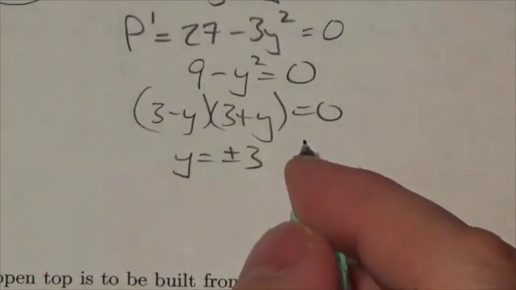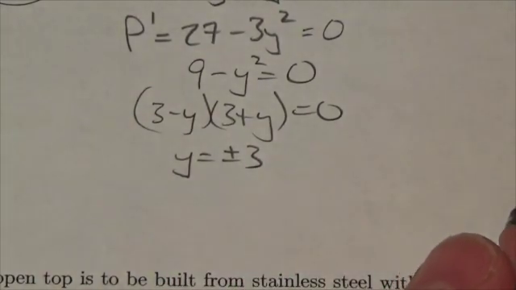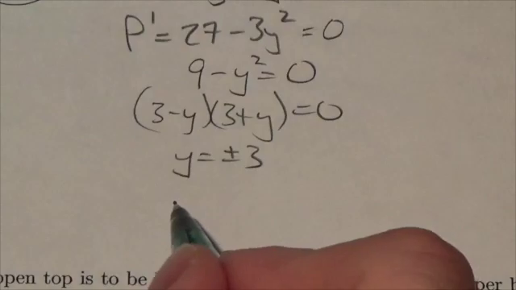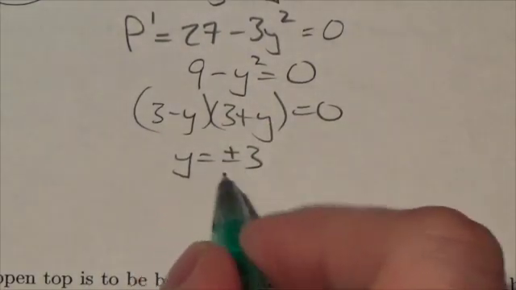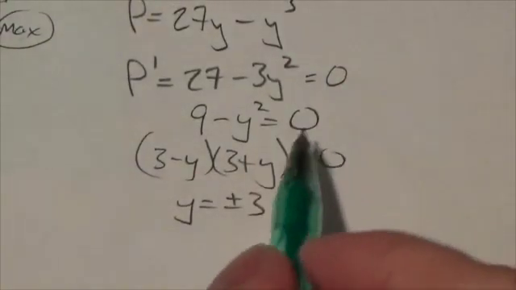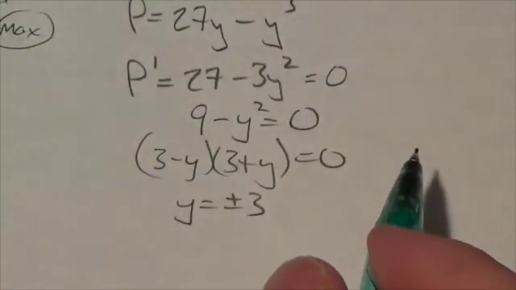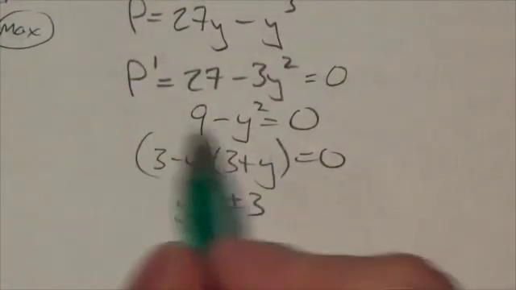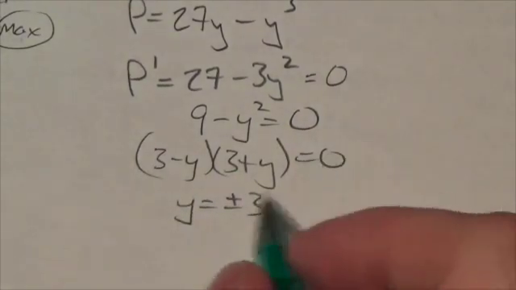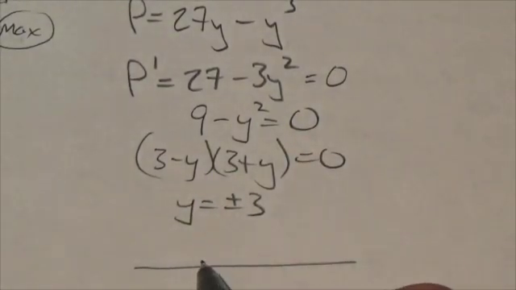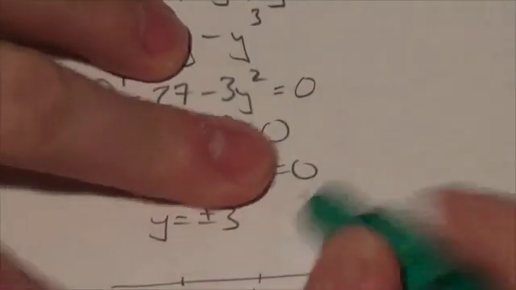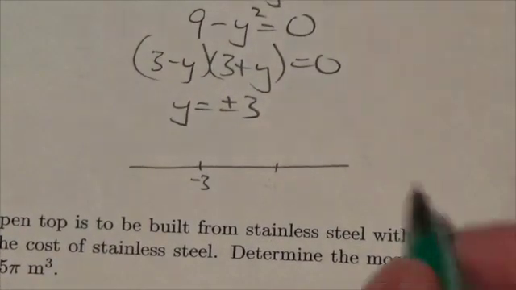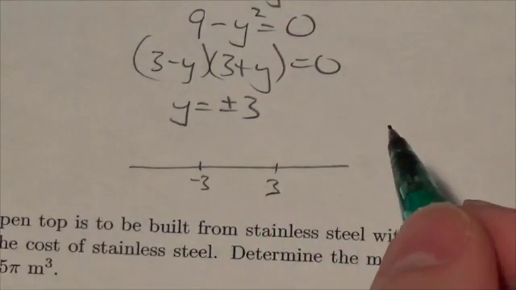Now I want to find the numbers so that their product is a maximum. So I'm going to take a look at my derivative function here, which really factored down to this. I'm going to write those values out here. Here's negative 3, here's positive 3.